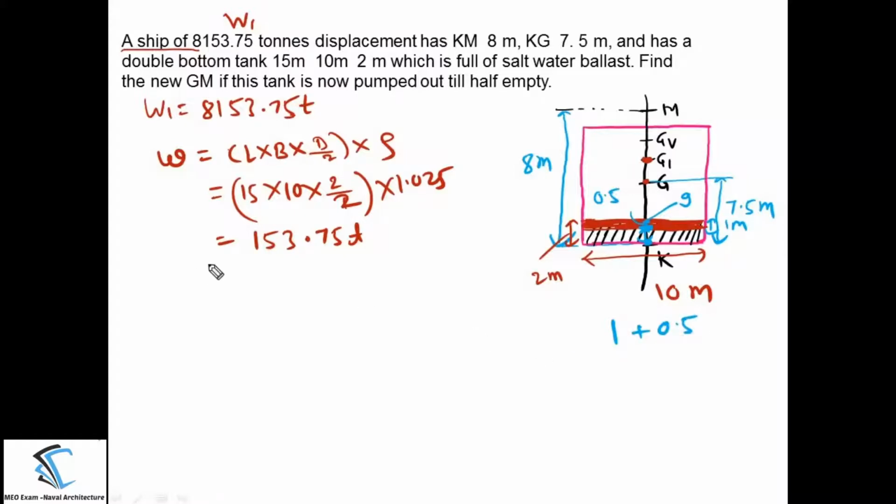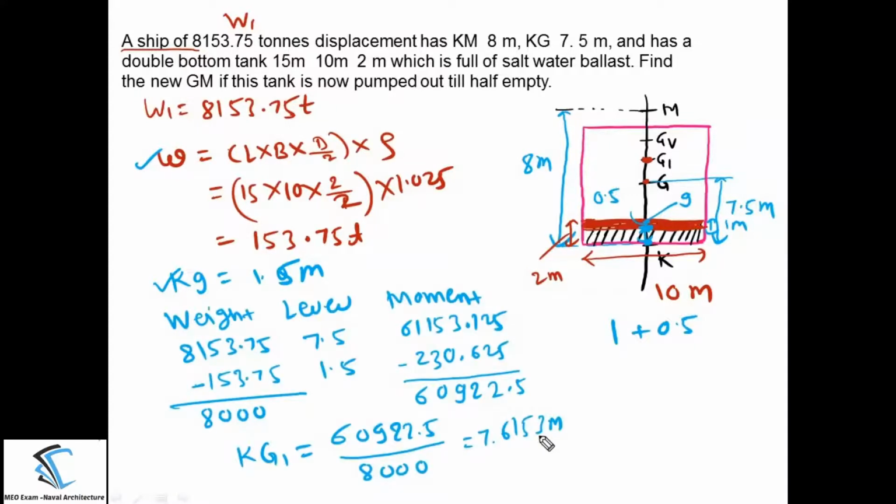So the location of the center of gravity of the water which is pumped out, let me call it Kg, will be 1.5. So we know the weight which we have removed, and we know the center of gravity location of that mass which is removed. Then how do we proceed? You need to find the new center of gravity location, that is Kg1.